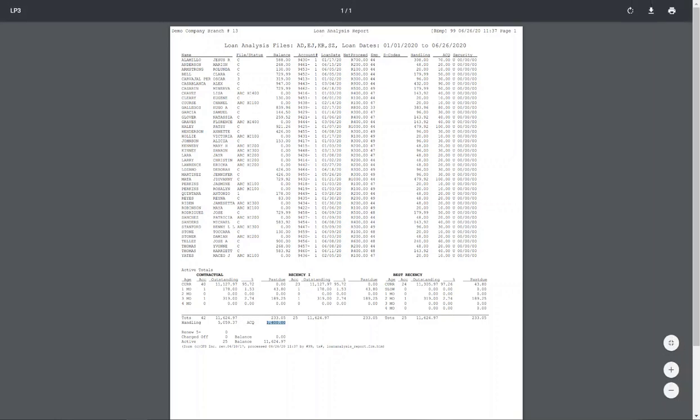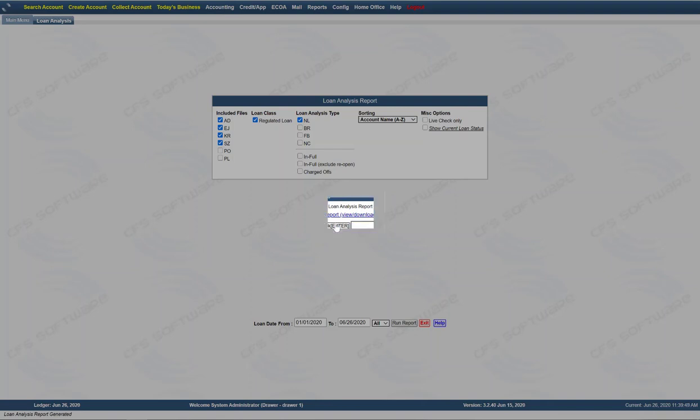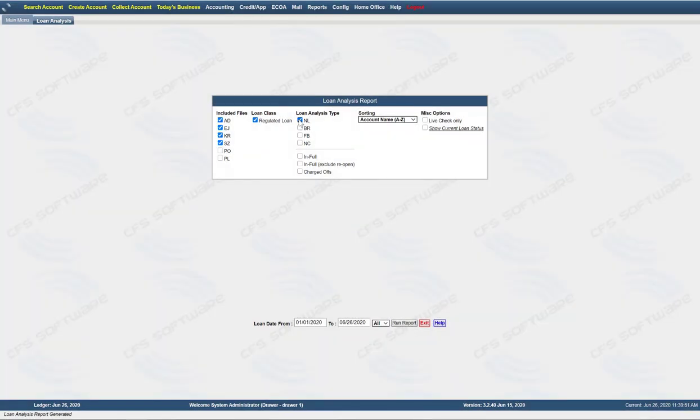So let's go ahead and close this report. And yes, it printed okay. So this was for new loans. Let's go ahead and take a look at what happens whenever we choose in full. So in full is all the people who paid in full their loan, so paid off their loan between January and now. So let's go ahead and run that report.